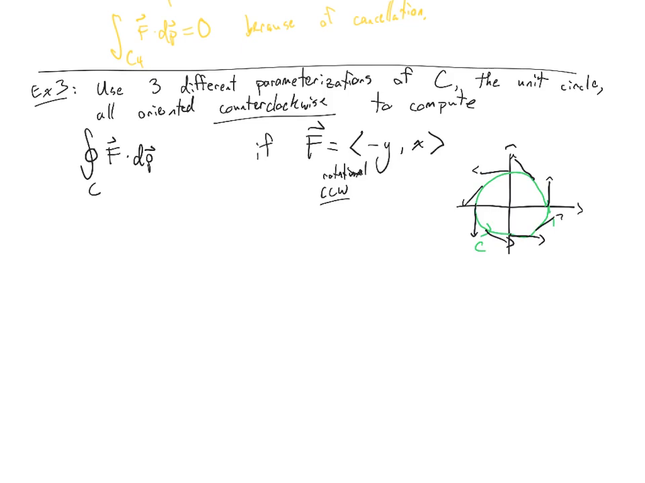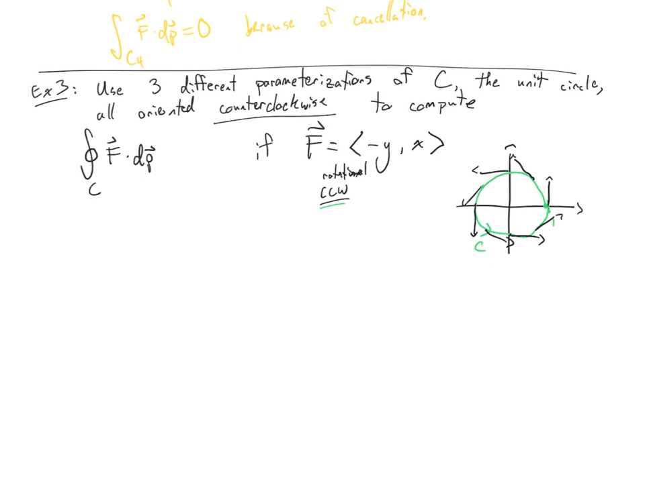Our expectation should be that this is positive because we are flowing along C counterclockwise, and at every point, F and the tangent direction for C both agree. So F is pointing in the positive tangent vector direction for C. Both of them are going counterclockwise, is what I mean.